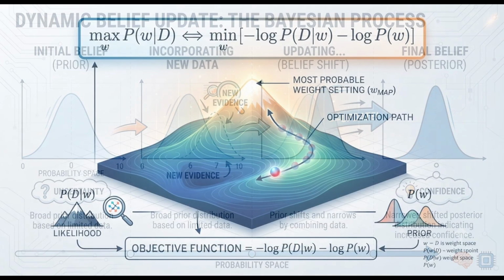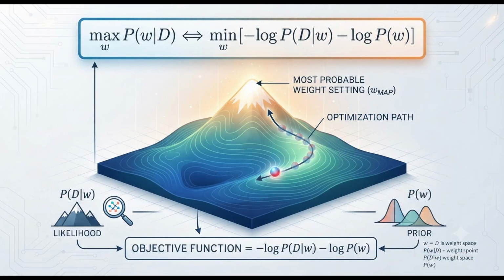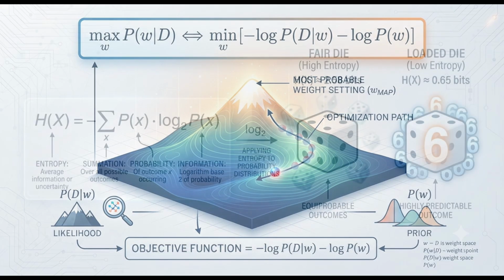In practice, we often don't look for the full distribution over possible weights, but just the single most probable setting. This is called maximum a posteriori estimation. If we ignore the prior assumption about the weights altogether, this reduces to so-called maximum likelihood estimation, where we simply look for the weights under which the observed data would be most probable.